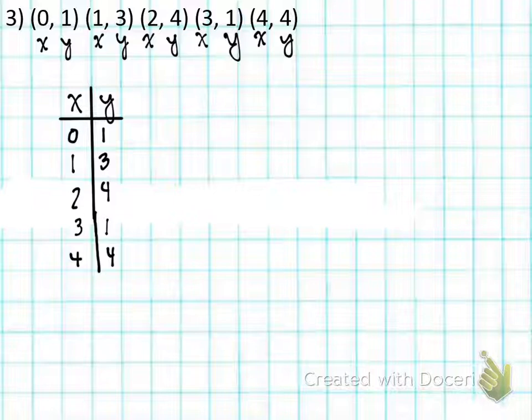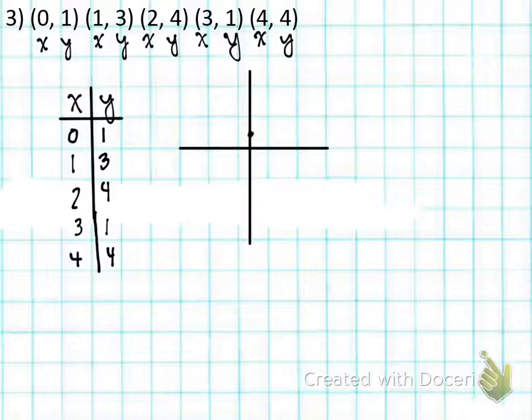Next thing I want you to do is we're going to make a graph, okay? So we're making a graph right now. Okay, so we're going to plot these. 0, 1. We're going to plot the first point right here. Then we have 1, 3, so it's going to be 1. Let me make some dashes.